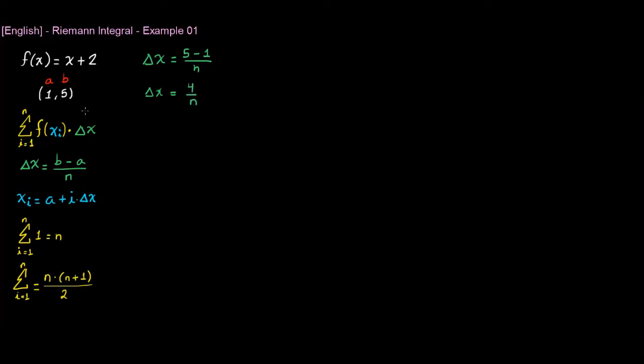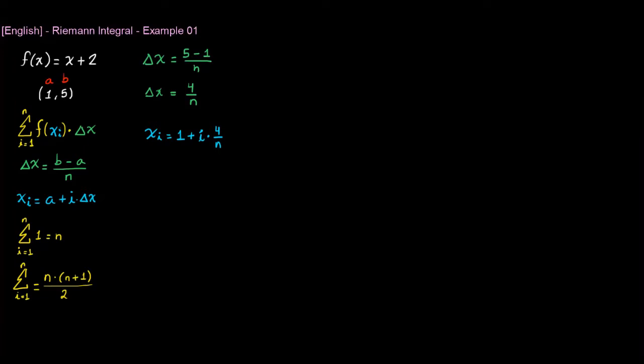Now let's go for x of i. It's going to be equal to a, and a is equal to 1, plus i times delta x. Now delta x, we just found it. It's 4 over n. It's going to be over here, 4 over n. We got our delta x and our x of i.